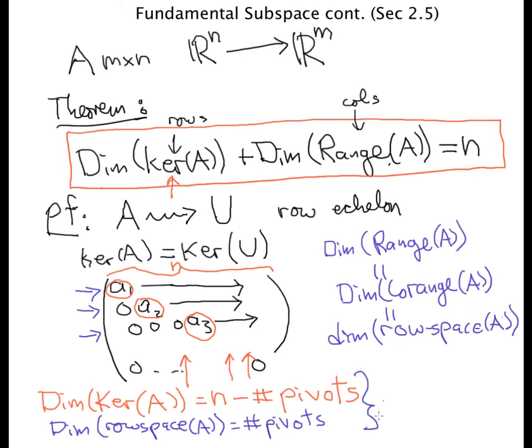And there you go. If you add these two numbers up, you get n. So the dimension of the kernel, maybe I'll write it up here. This is n minus the number of pivots. Excuse me, that's an n. And this term here is the number of pivots. And those two numbers add up to n. So that's why this is true.